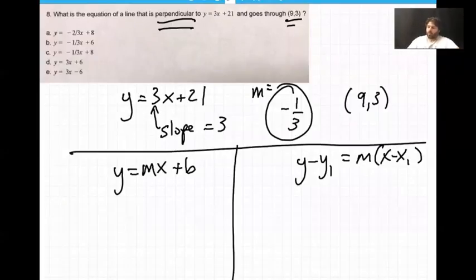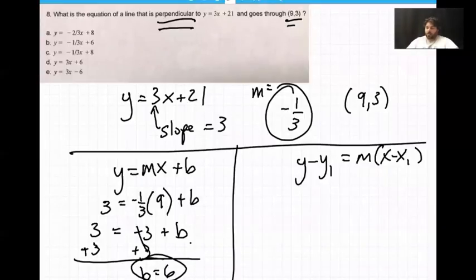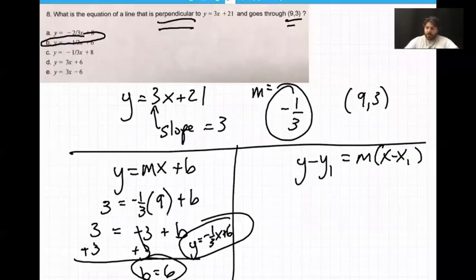So let's see here. Y value is 3. Remember, we're getting that from here, where y is 3. That's our y coordinate. Equals m, which is negative 1/3 times the x coordinate of 9 plus b. All right, negative 1/3 times 9 is actually negative 3. And then when I solve for b, I'm going to add 3 to both sides, and I'm going to get b is equal to 6. Then I write the equation, y equals negative 1/3 x plus 6. There's my equation, okay? Of course, that is going to be answer choice number B, or letter B.